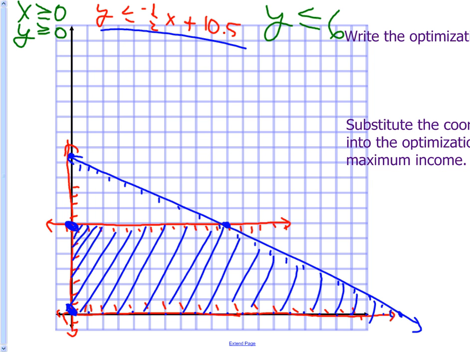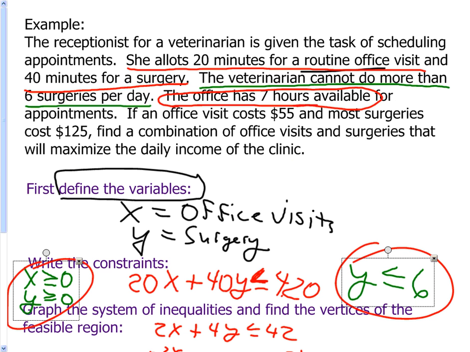Okay, so here's the possibilities. My veterinarian's office, remember that's what this is about, can do any of those combos, but one of them will make them the most income. Now this is the new stuff for today, is optimizing their income. We've got to write an equation for that. So I'm going to go back to the original problem here and see if we can find it. That's not it. There it is. And write the optimization equation for it.